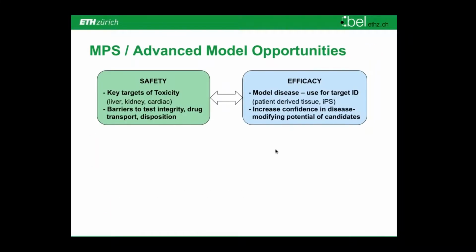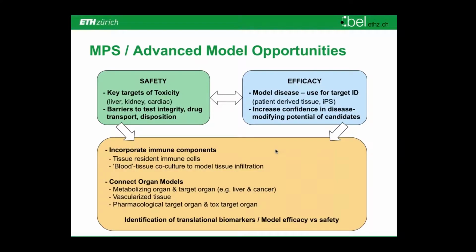So where can we use these systems? I think there are two aspects where we can use them. On one side, it's safety, to look at key targets of toxicity like liver. Using advanced cell models and flow, you typically get long survivability of the liver, so we can look at low clearance drugs, for example. Kidney, cardiac, you can test barriers, and you can do efficacy studies by having a better model system of the disease. But I think the real advance is by combining the two, so incorporating immune components or connecting organ models.